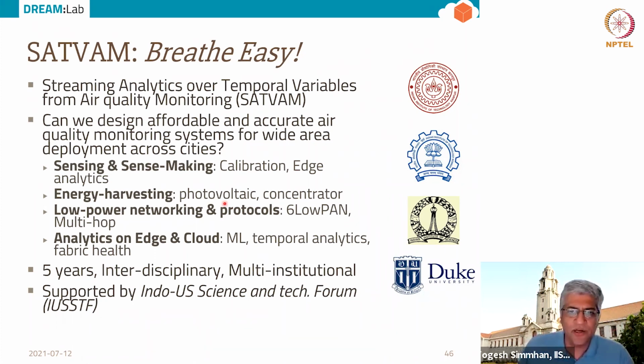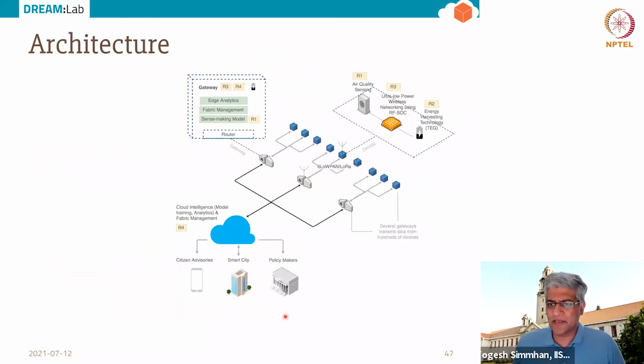Can you use things like concentrator panels or solar panels alongside the sensor boxes so that you don't have to have power supply from the city utility, or if there's a temporary power outage, you can still keep collecting data? We also looked at low-power ad hoc wireless sensor networks, and we also looked at analytics on the edge and cloud. So there are different teams looking at different aspects of this problem. It's inherently interdisciplinary in nature. And this is how the overall architecture looks.